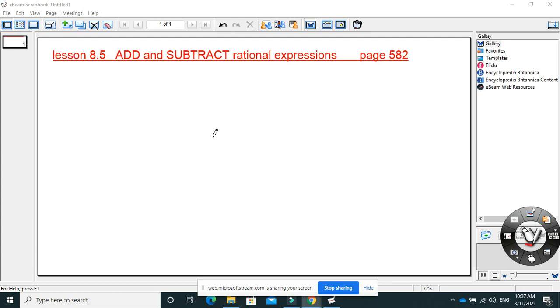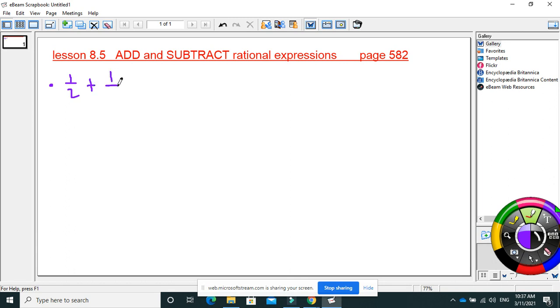We need to add them. You know from grade 8 and grade 7 that every time you need to add or subtract a fraction, they must have the same denominator. For example, if you need to add 1 over 2 plus 1 over 5, I cannot add them like this, or subtract. I need to have the same denominator. So you need to multiply the first one by 5, and the second one by 2 to have the common denominator 10. So I will have 5 plus 2 over 10, and then I can add them to have 7 over 10.